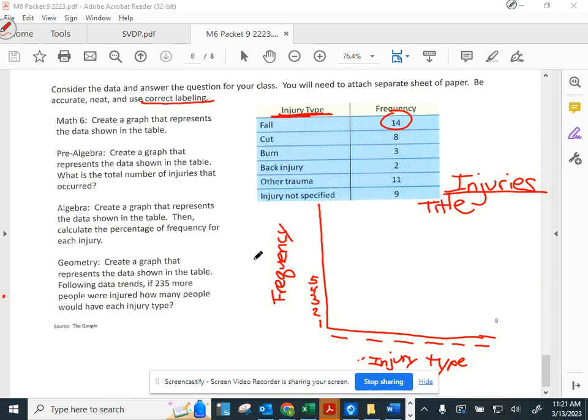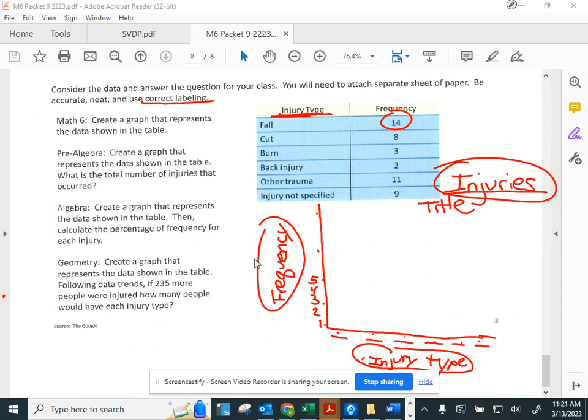Then you could do a bar graph for each injury type. To get full credit, you need all of your titles, plus the names and the numbers going up, and you need to graph them correctly. So you need to do a complete graph with correct labeling to get full points.